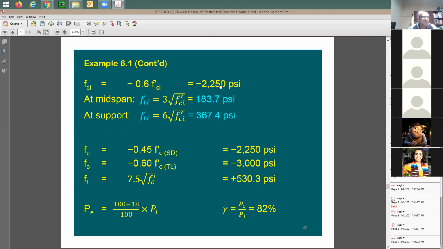FCI, 60%. It says negative here just to tell you there's going to be compression, but we don't really need this negative sign. Certain people prefer to see the negative sign for the allowable compression. It doesn't matter. If you're solving it, it's okay to have a positive value called compression, then you don't put the negative sign for it. It's going to be okay, as long as you say compression. For the tension, it's going to be 3 and 6 at the end.